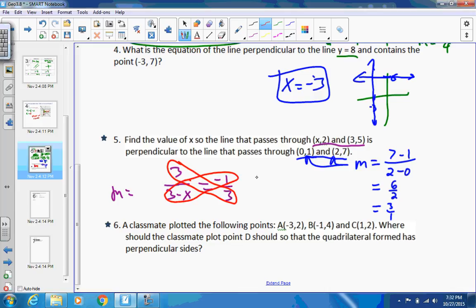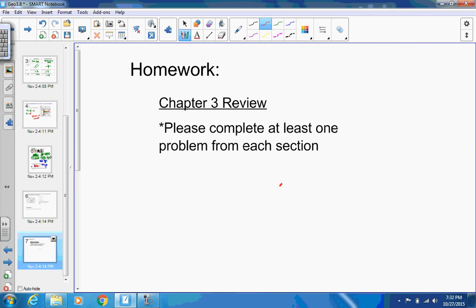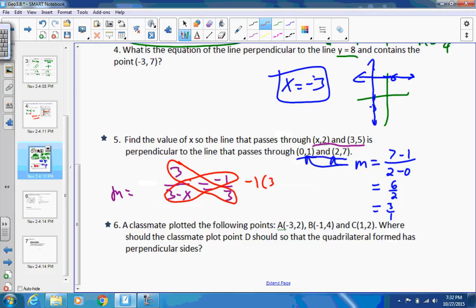So then I have -1 times 3 minus x equals 3 times 3. This is going to be 9 over here. This is going to be distributing. You get -3 minus -x, so plus x. Add 3 to both sides. Looks like x is going to be equal to 12. I think that would work then.